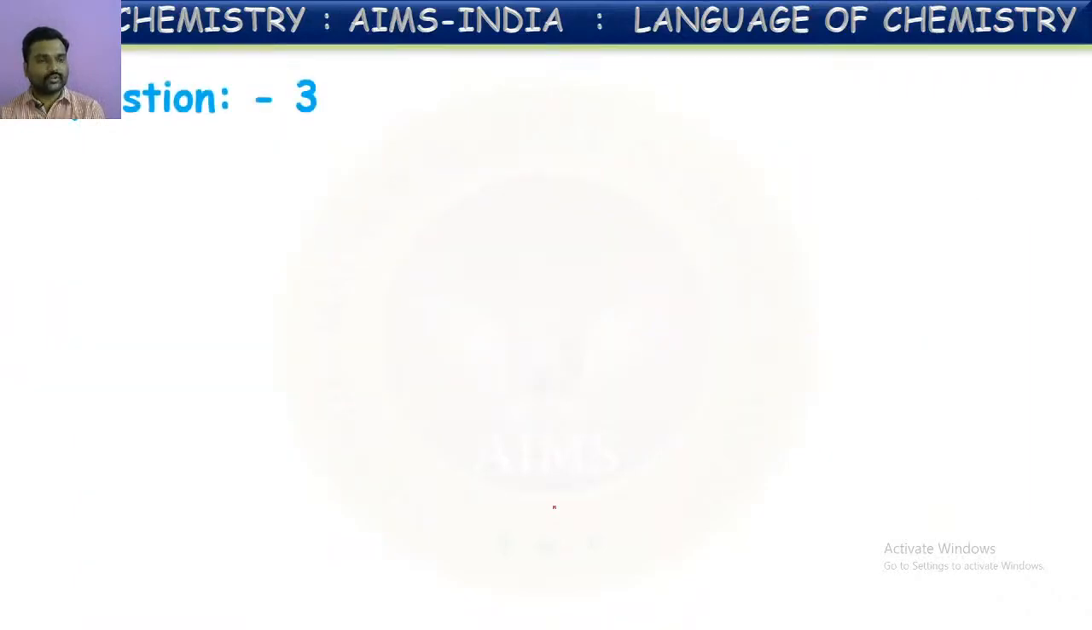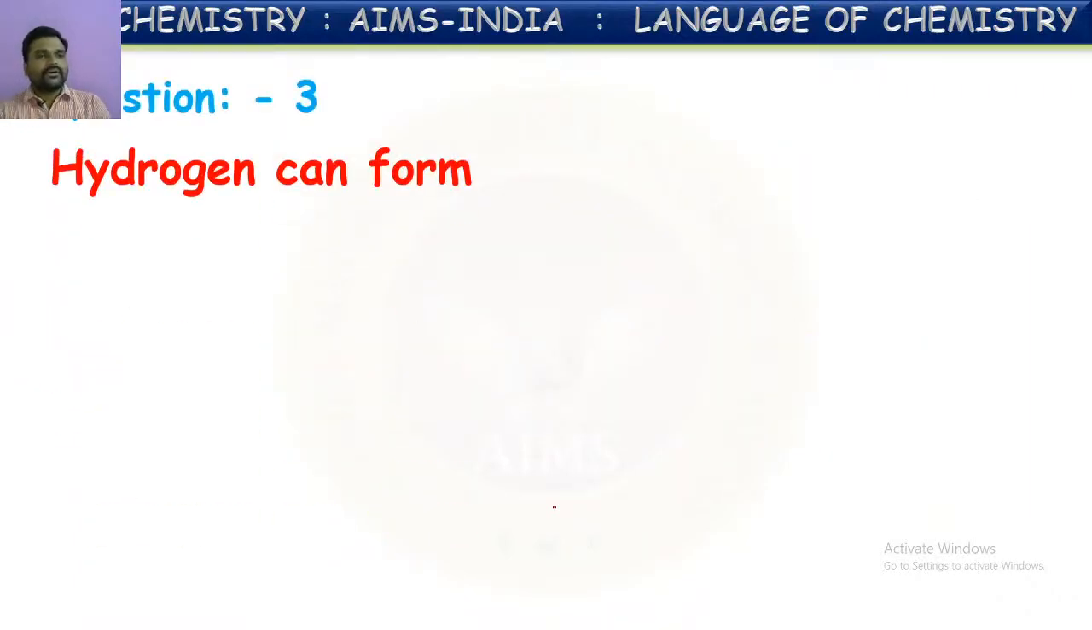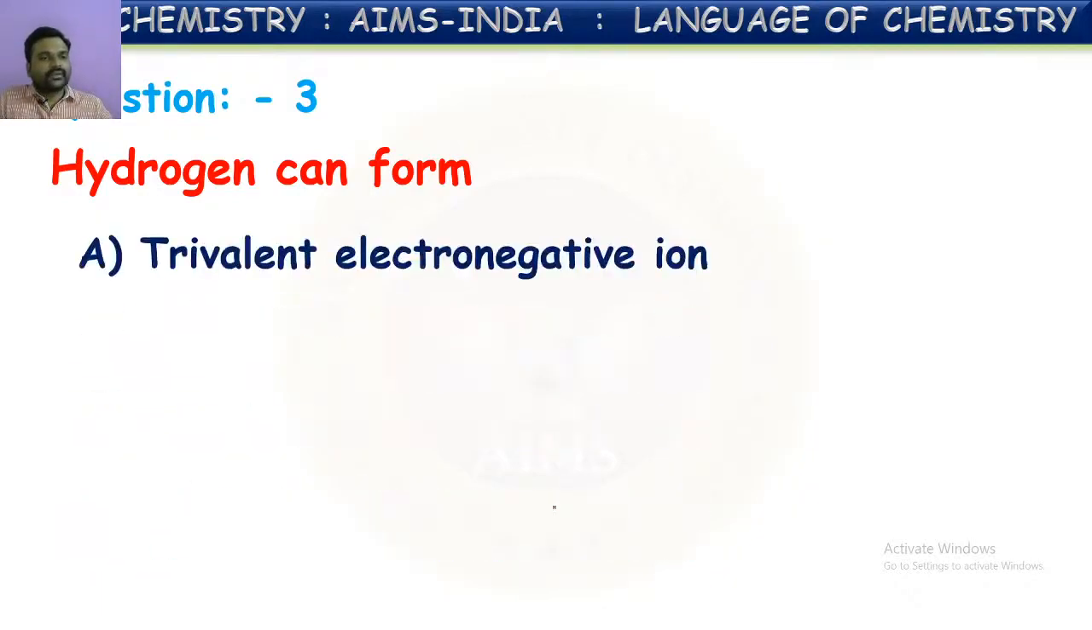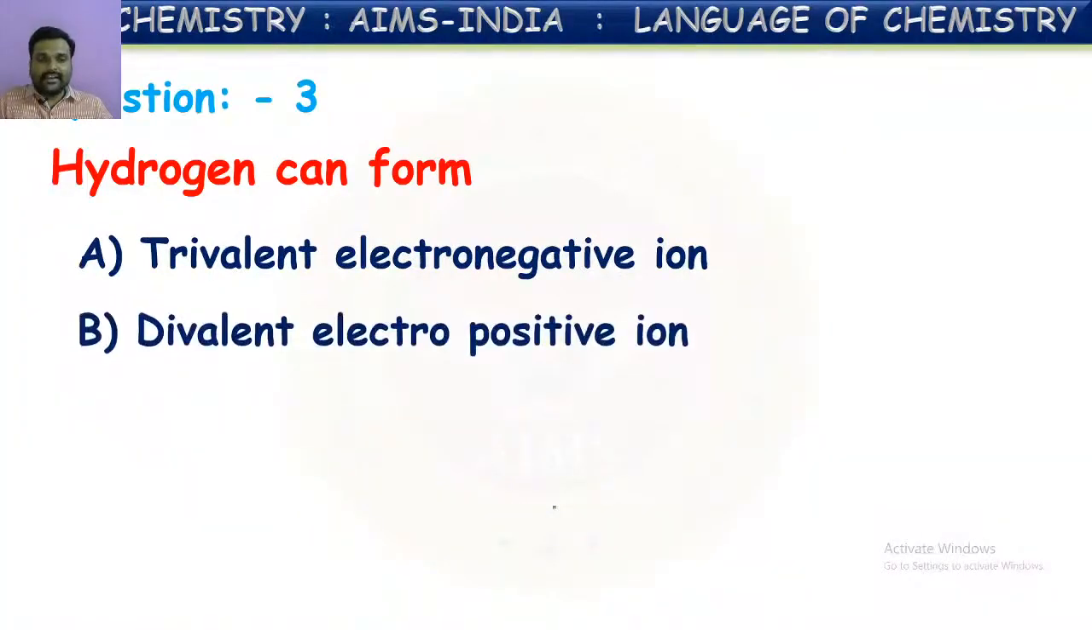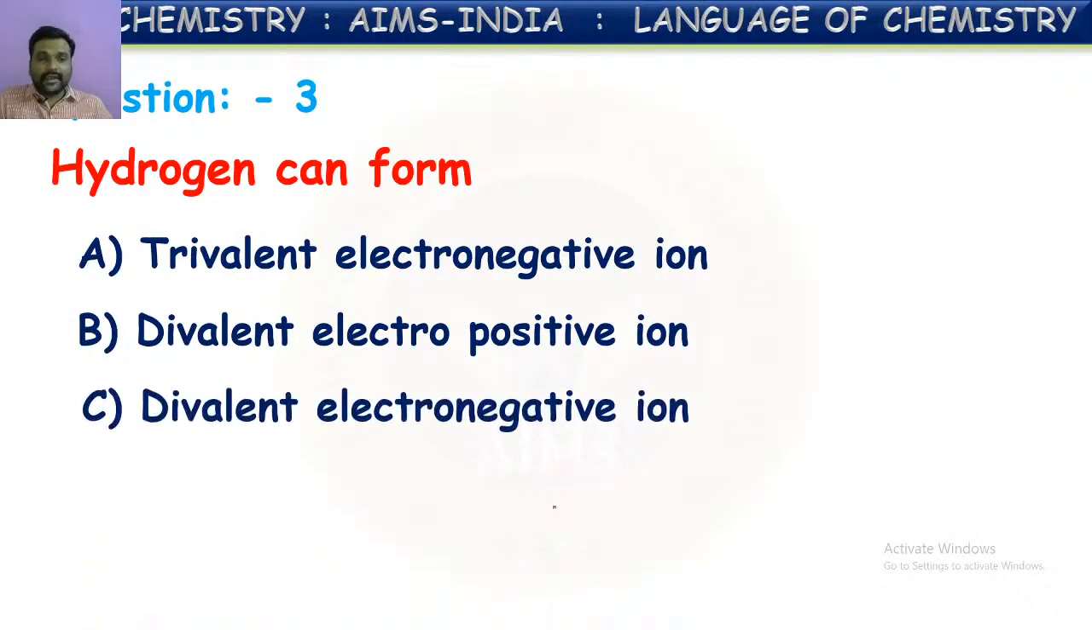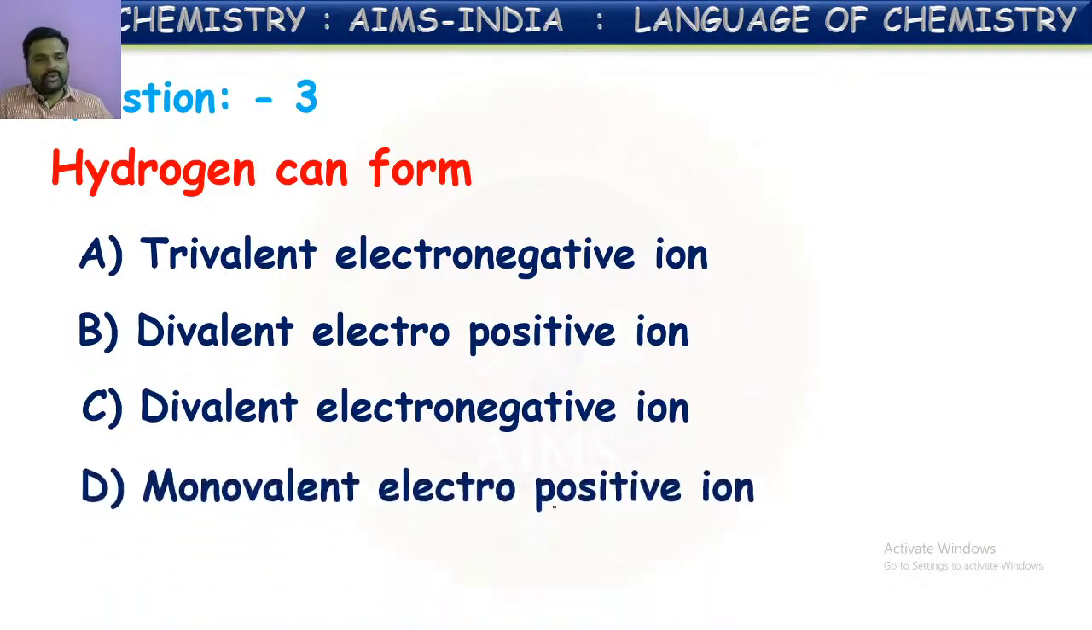Let's go to the next question. Hydrogen can form... just now I have finished this. Anyhow, try to answer this also. Trivalent electronegative ion, divalent electropositive ion, divalent electronegative ion, monovalent electropositive ion.